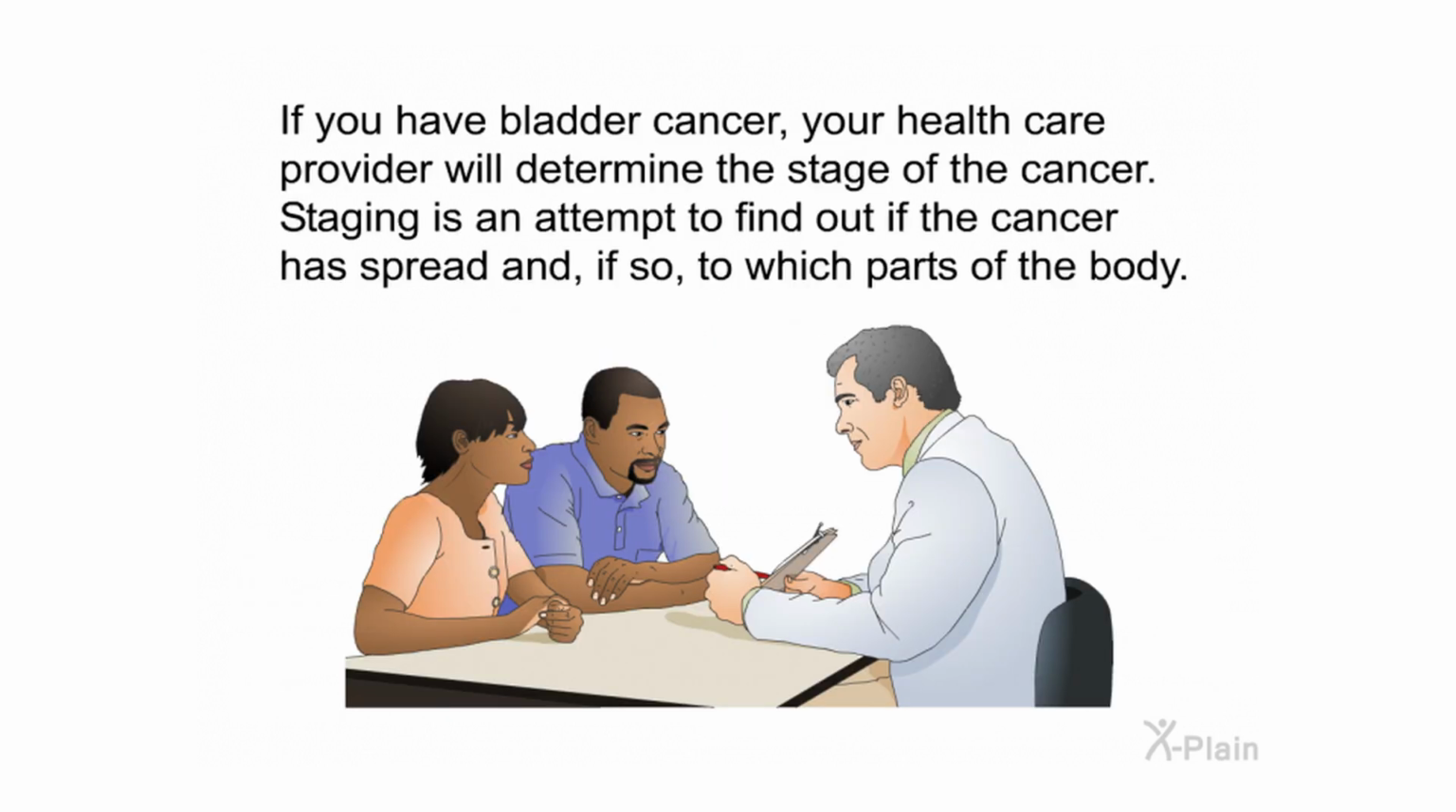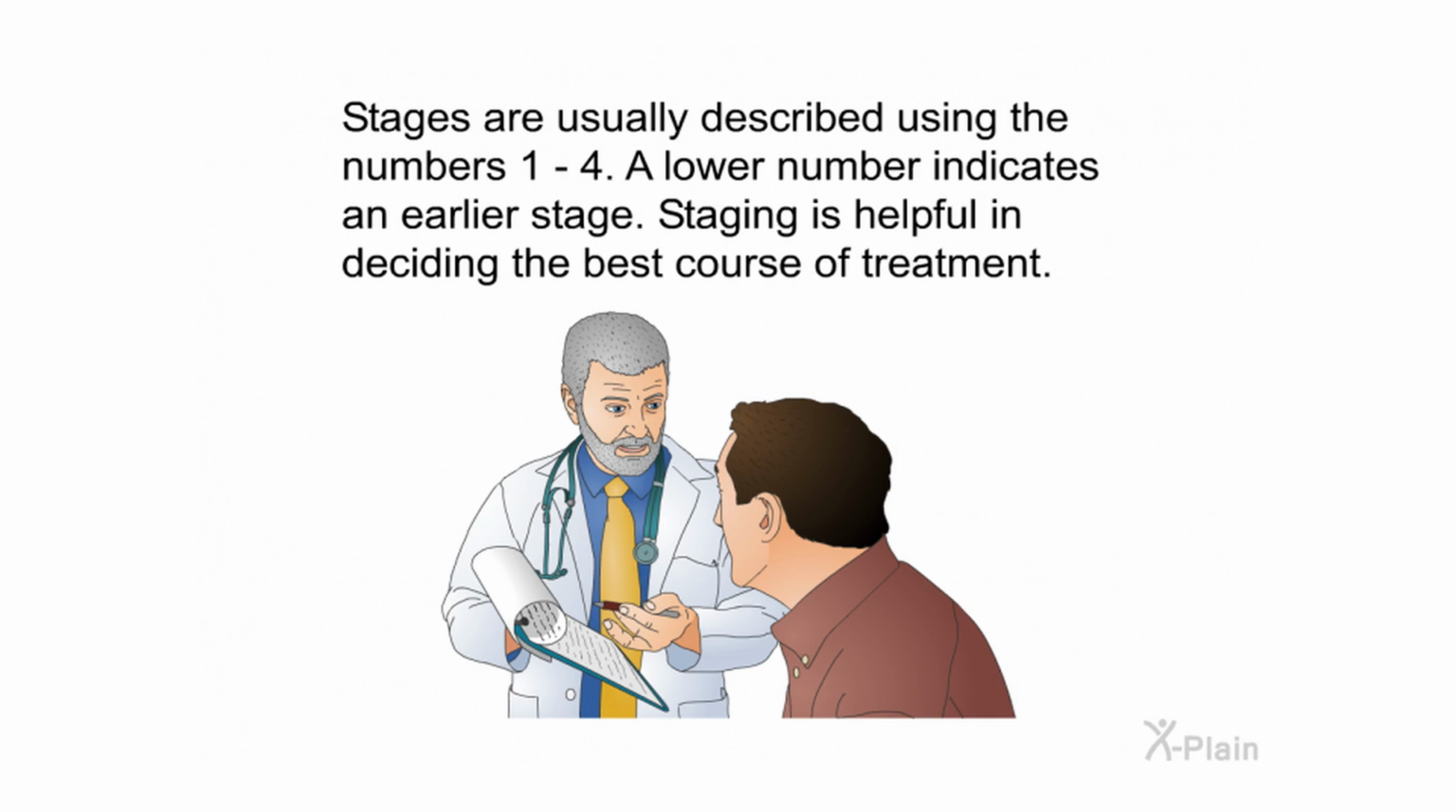Staging. If you have bladder cancer, your healthcare provider will determine the stage of the cancer. Staging is an attempt to find out if the cancer has spread, and if so, to which parts of the body. Stages are usually described using the numbers 1 through 4. A lower number indicates an earlier stage. Staging is helpful in deciding the best course of treatment.